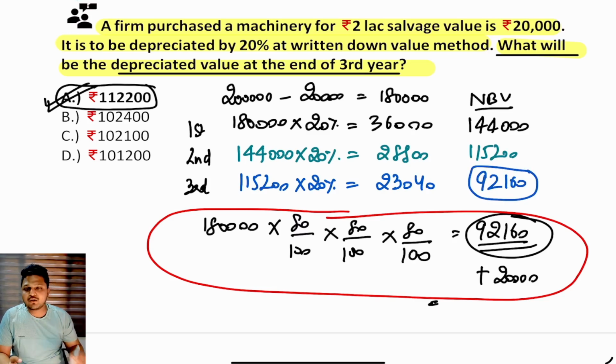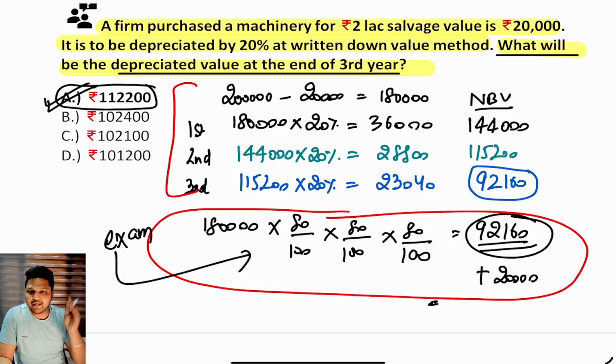And to get the original answer, you have to add the salvage value back to it. So this is the same way we can solve it, but that was for understanding purposes only. In the exam you have to use the straightforward method. Is that clear?